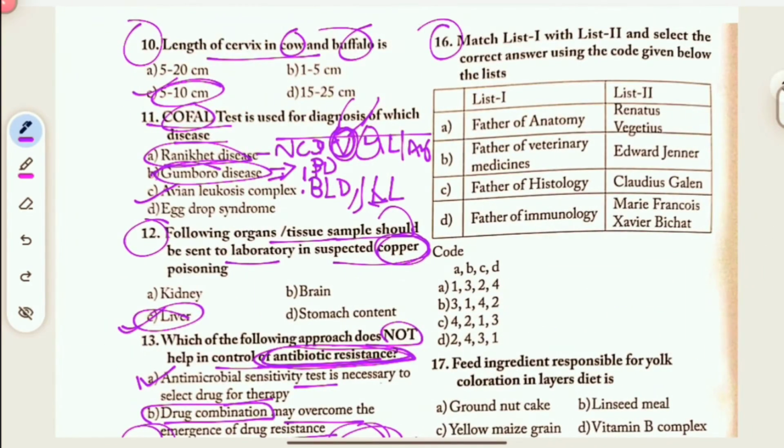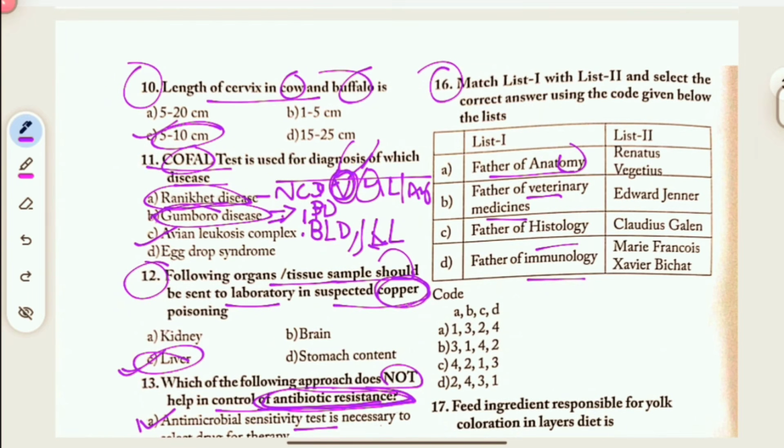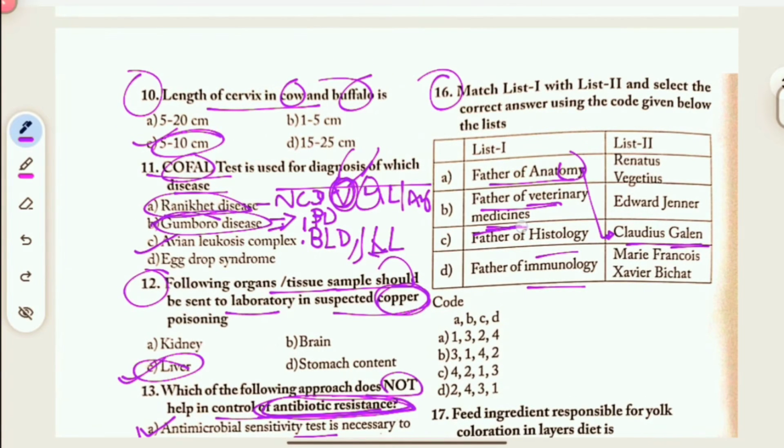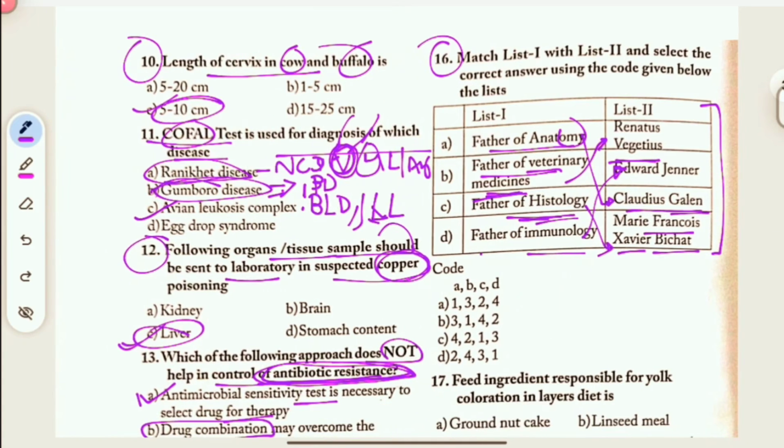Here also match the following question: they are father of anatomy, veterinary medicine, histology, and immunology. The father of anatomy is Claudius Galen, the father of veterinary medicine is Renatus Vegetius, the father of histology is Marie Francois Xavier Bichat, and the father of immunology is Edward Jenner. So this question is a little bit tricky, and it is more factual.